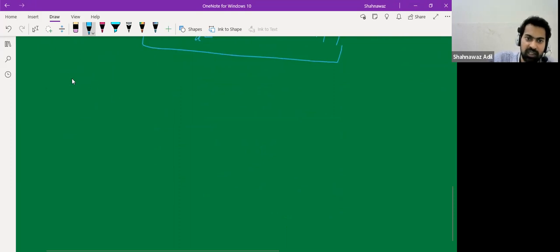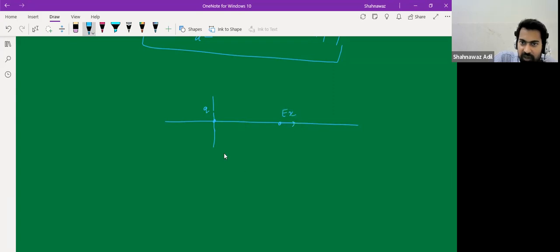So we know that let's say this is some charge on the x-axis, placed at the origin, and we are calculating the field at this point, which is E_x. And this distance is x. So what would be the magnitude of the electric field, Aisha?